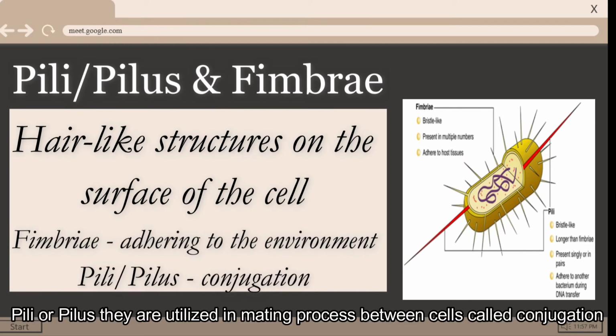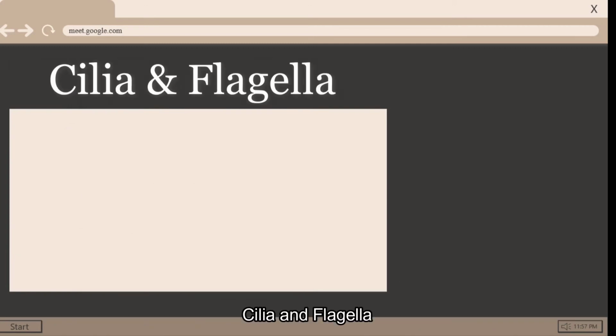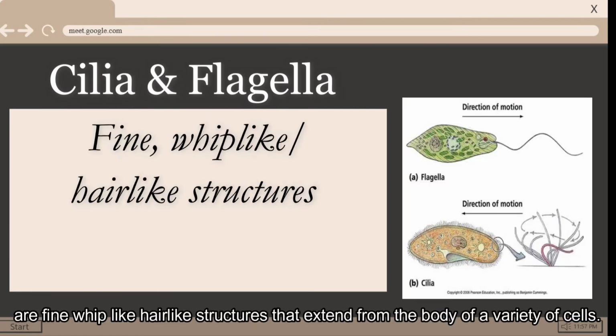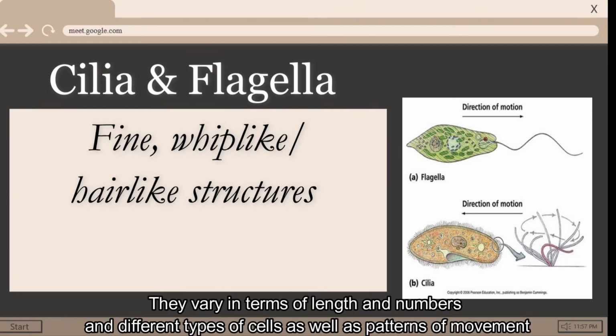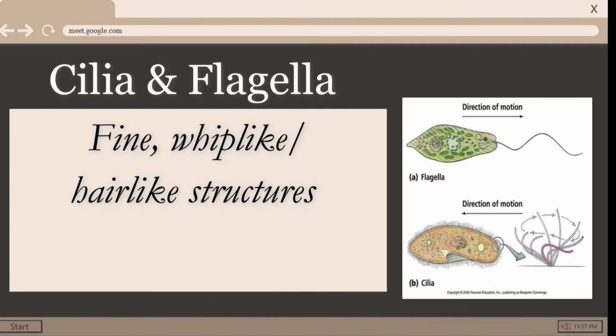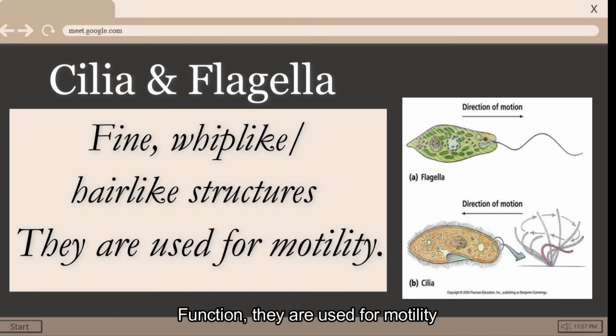Pili or pilus: they are utilized in the mating process between cells called conjugation. Cilia and flagella are fine whip-like, hair-like structures that extend from the body of a variety of cells. They vary in length and number in different types of cells, as well as in patterns of movement. Function: they are used for motility.